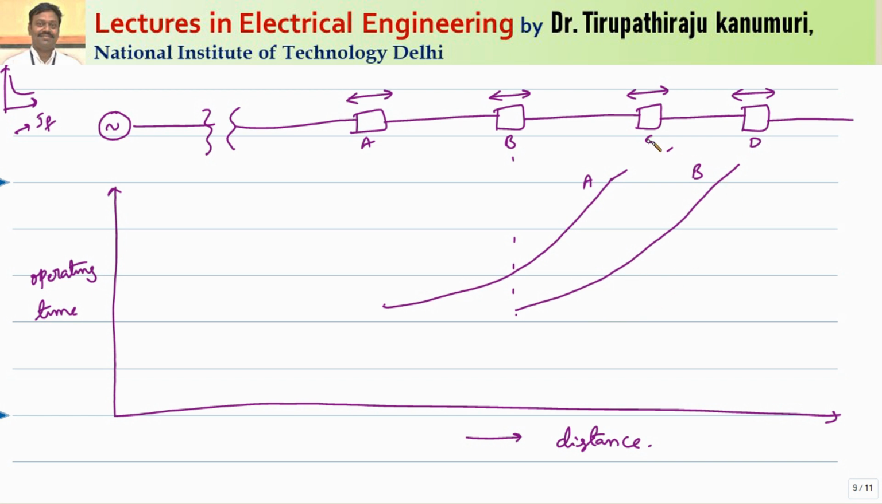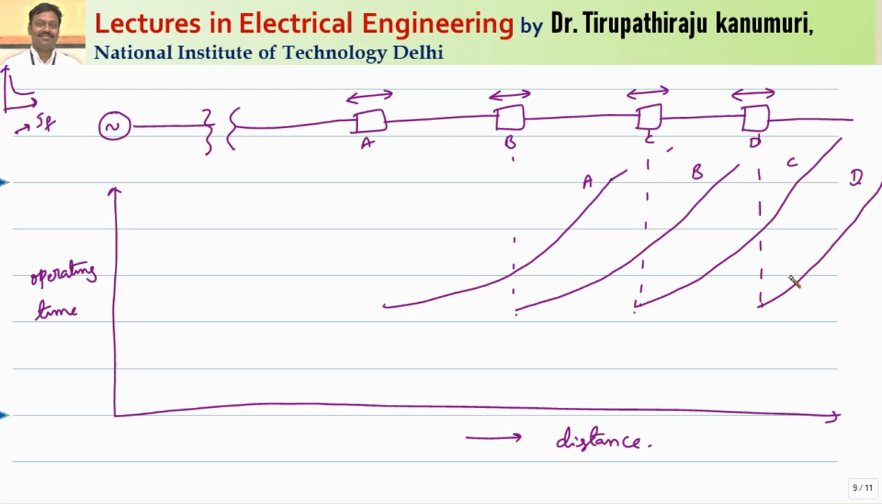And similarly, relay number C is at this location. Again, it is also set like that. It will have the inverse characteristics like this. Similar is the case for relay number D. For relay number D also, the minimum time for operation is the same for all relays. So this will be like this. This is for relay number C, this is for relay number D.